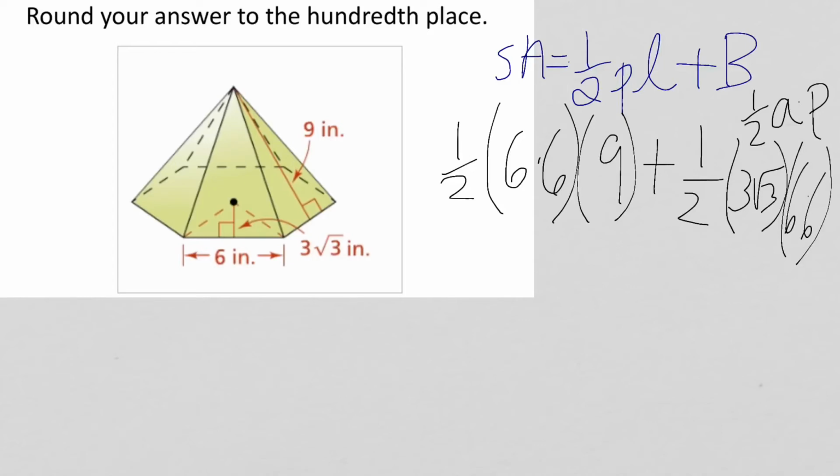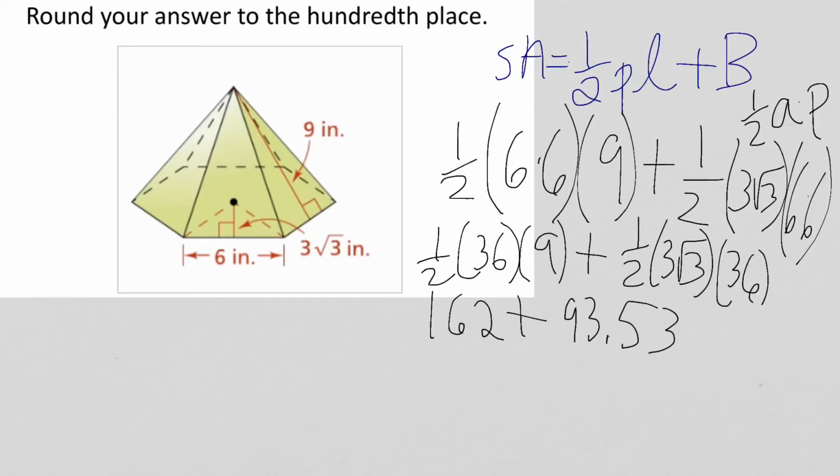All right, so now let's simplify this stuff that I have here. Okay, when I work it out and simplify and multiply, I get about 255.53 inches squared as the area of this hexagonal pyramid.